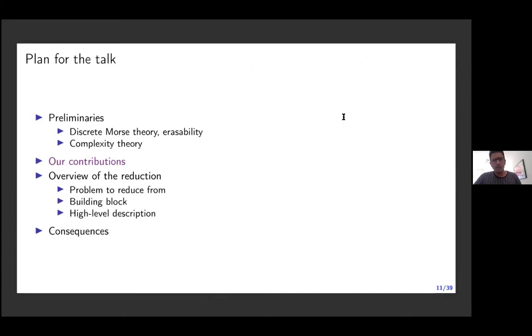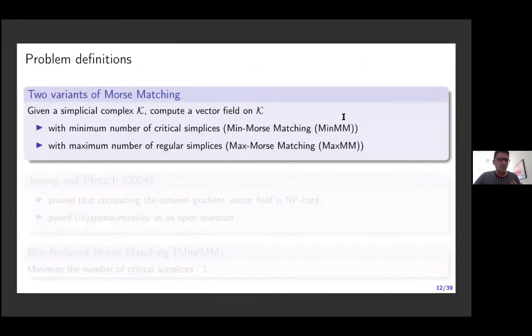So let me talk about the contributions. Say you're given a simplicial complex K and you want to compute a vector field on K. There are two kinds of questions you can ask. Can I find a gradient vector field with minimum number of critical simplices? And can I find a gradient vector field with maximum number of regular simplices? If you consider this problem in the classical sense, these problems are the same, because any gradient vector field that minimizes the number of critical simplices will also maximize the number of regular simplices. But from the point of view of approximability, these problems cannot be more different.